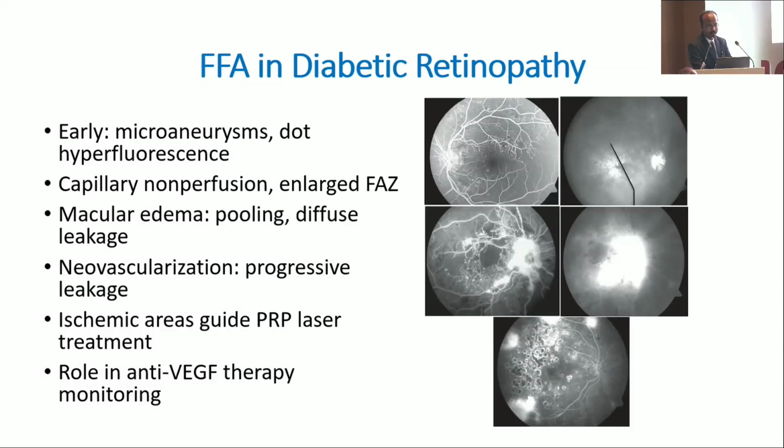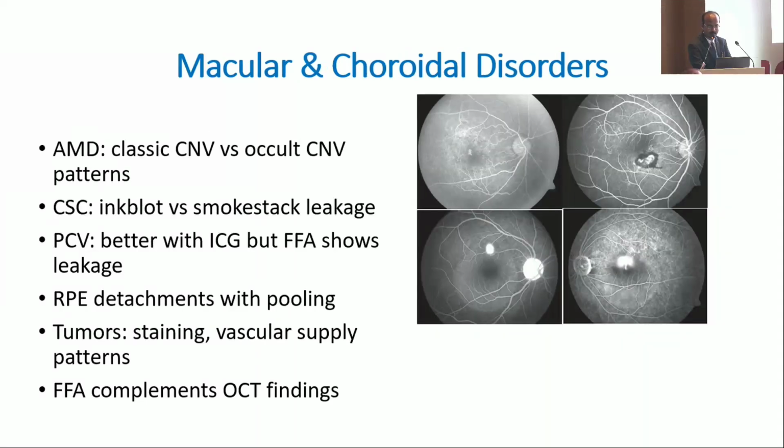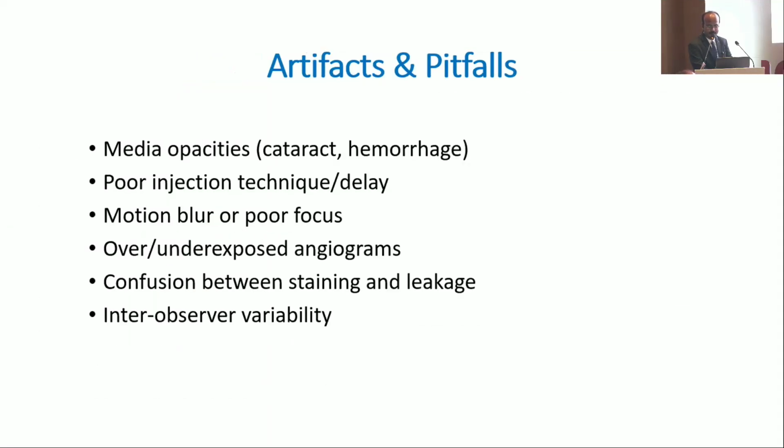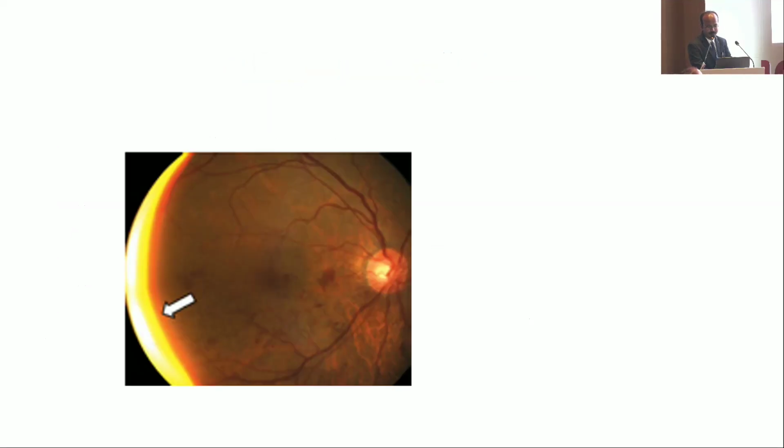So the role of FFA in diabetic retinopathy is identification of neovascularization, differentiating between neovascularization and IRMAs. There are other retinal vascular lesions like CRVO, BRVO, and arterial occlusions that we can identify using FFA, and also macular and choroidal disorders like CSCR, in which FFA plays a crucial role. We have certain artifacts which can be there, and I have a short quiz.